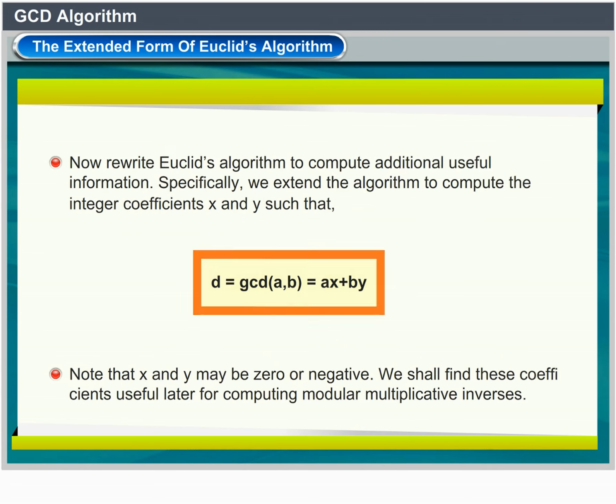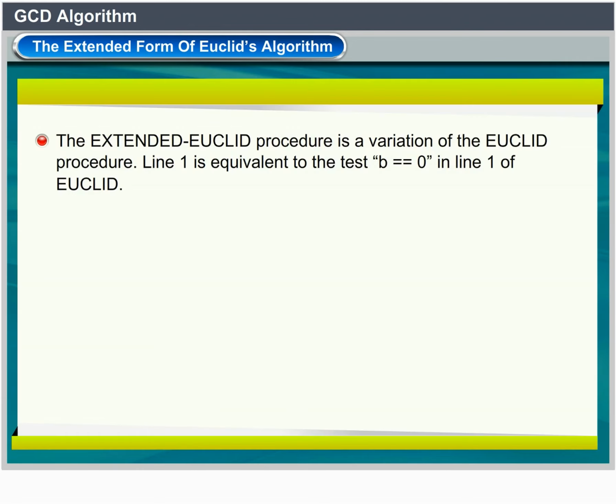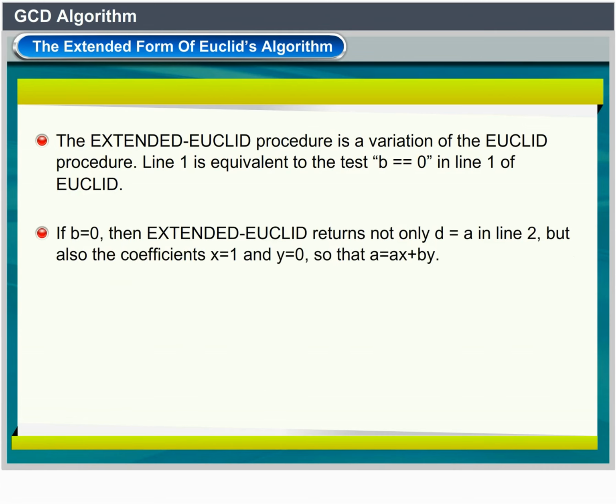The procedure extended Euclid takes as input a pair of non-negative integers and returns a triple of the form (d, x, y) that satisfies the above equation. The extended Euclid procedure is a variation of the Euclid procedure. Line 1 is equivalent to the test b equals 0 in line 1 of Euclid. If b equals 0, then extended Euclid returns not only d equals a in line 2, but also the coefficients x equals 1 and y equals 0, so that a equals ax plus by.